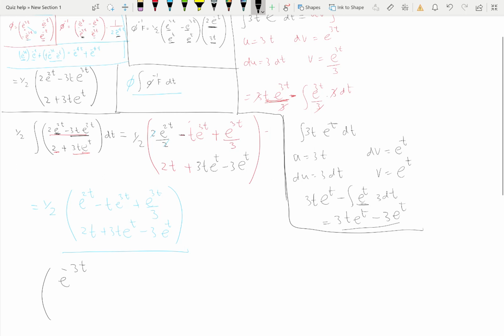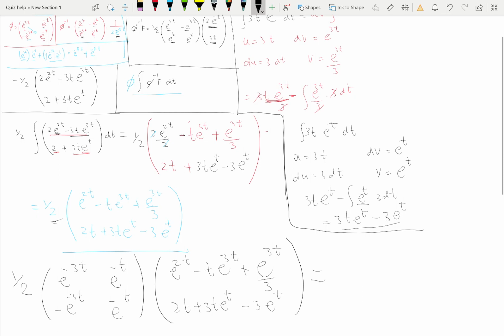This is the final step: e to the negative t, negative e to the negative 3t, and here e to the negative t times, let's keep this half outside, this times e to the 2t minus t e to the 3t plus e to the 3t over 3, 2t plus 3t e to the t minus 3e to the t. So if we want to multiply these two out, okay, this is the last step. So let's do it. It's going to be over soon.